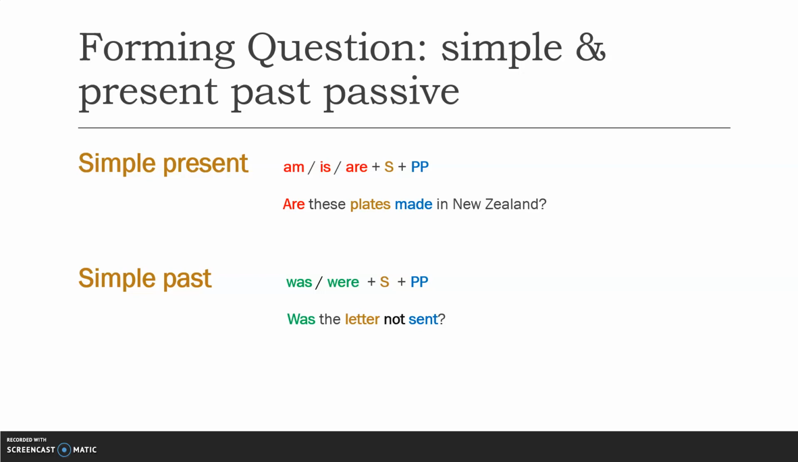To form a question in simple past, we have was and were as the verb to be. Was the letter not sent? Notice in this example, the sentence is in negative form. In this type of question, the answer is always yes or no.